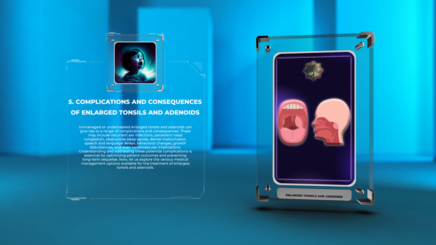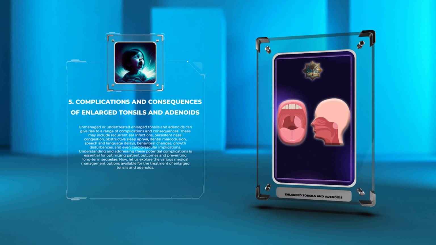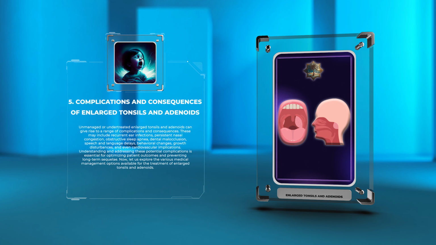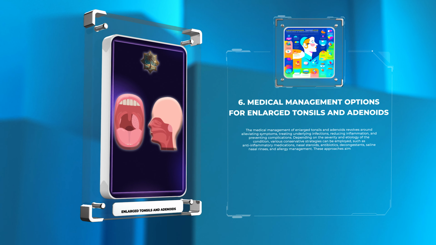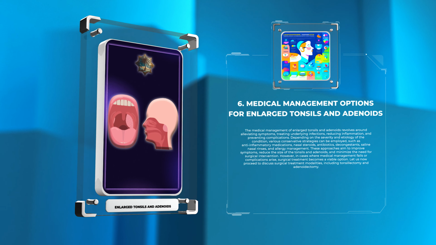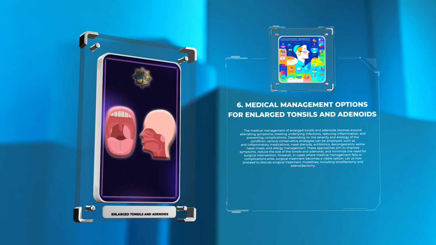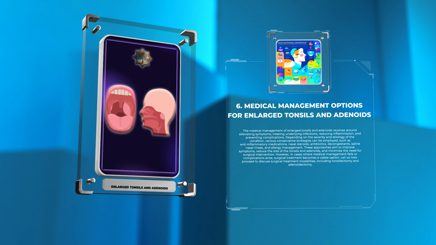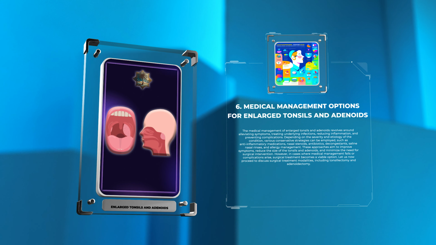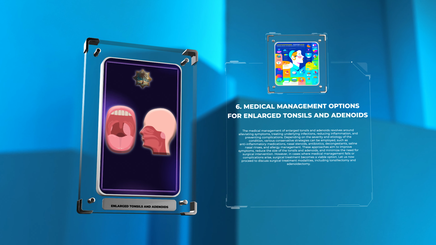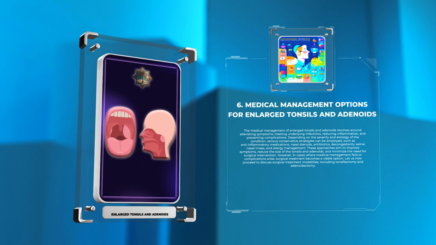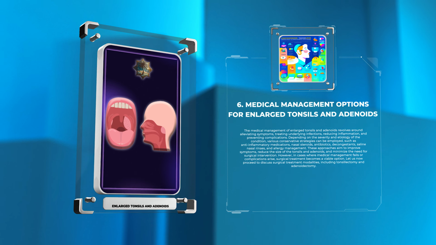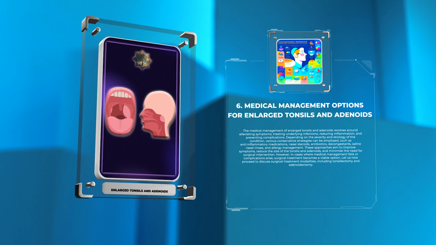Now, let us explore the various medical management options available for the treatment of enlarged tonsils and adenoids. The medical management revolves around alleviating symptoms, treating underlying infections, reducing inflammation, and preventing complications. Depending on the severity and etiology of the condition, various conservative strategies can be employed, such as anti-inflammatory medications, nasal steroids, antibiotics, decongestants, saline nasal rinses, and allergy management.